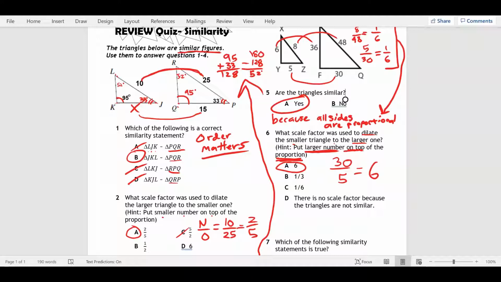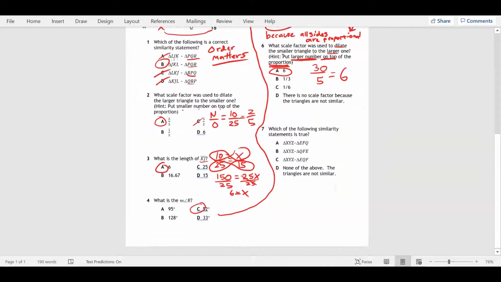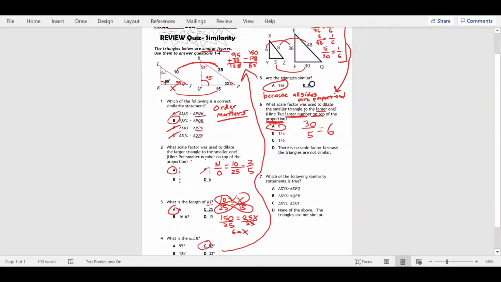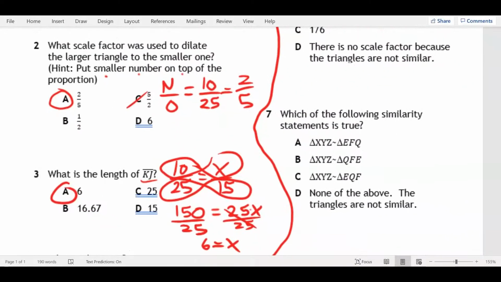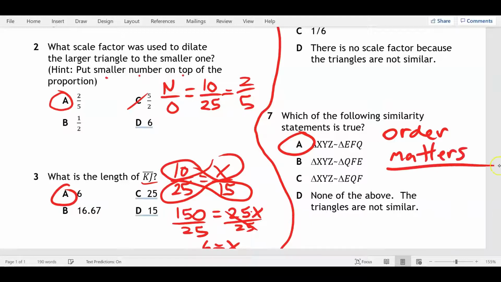I know up here we did 5 over 30 because we were just making these fractions. But it's going to tell you as a hint how to do this. So make sure you do that correctly. You get 6. Okay. Which of the following similarity statements is true? So once again, you want to make sure everything matches up. So A, B, and C all say X, Y, Z for the first triangle. So X, Y, Z is going to match E, F, Q in the same order. And that's actually going to be A. Once again, remember, order matters.